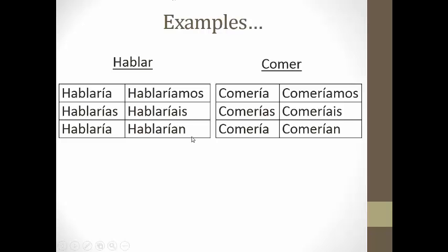Okay, so the future and the conditional tense are formed very similarly. Okay, you're going to leave the verb in the infinitive, then you're going to add the set of endings.